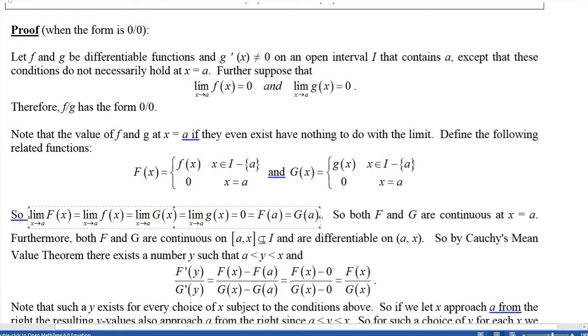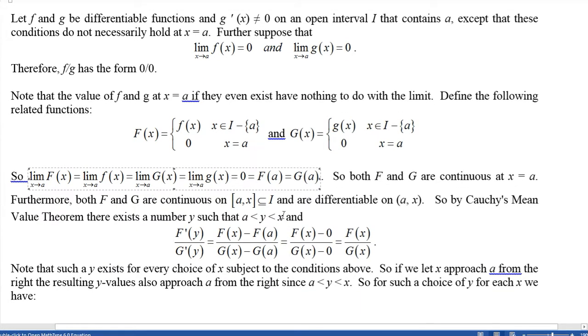Now, I think in the previous video we talked about Cauchy's mean value theorem. We're going to use that right here, and the main reason we went over it is so we could use it right here. So there exists a number y between a and x such that f prime of y over g prime of y is f of x minus f of a over g of x minus g of a. But f of a and g of a are 0, so f prime of y over g prime of y is f of x over g of x for that particular x.